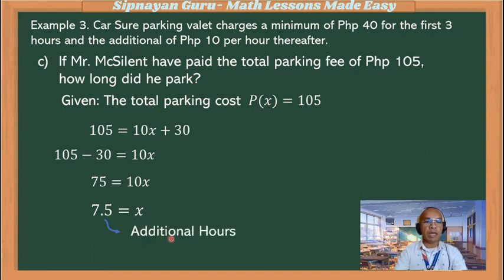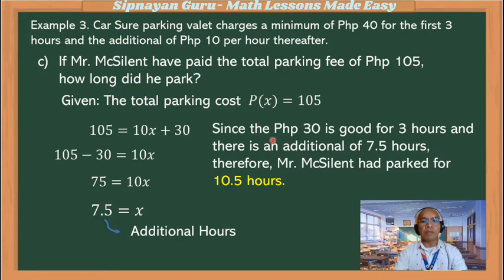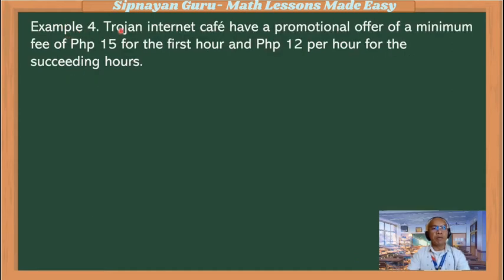So again, x represents the additional hours. Since the 30 pesos is good for 3 hours and there is an additional 7.5 hours, therefore, Mr. McSilent had parked for 10.5 hours. That is why he paid 105 pesos. So last example, number 4.